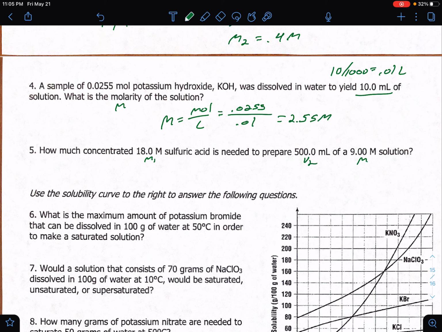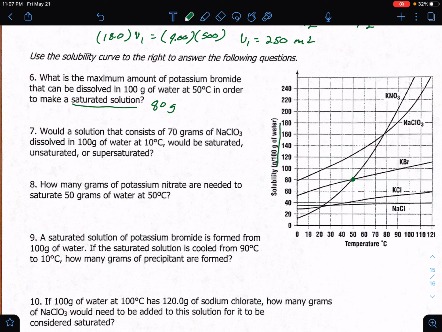7, would a solution that consists of 70 grams of NaClO3 dissolved in 100 grams of water at 10 degrees Celsius be saturated, unsaturated, or supersaturated? So at 10 degrees Celsius, I have 70 grams. Okay, so that's right about here. And I'm looking at the NaClO3 line, which is just right above it. So if I fall below that line, that means I'm going to be unsaturated. So that means I could still add more to that and it would still dissolve.